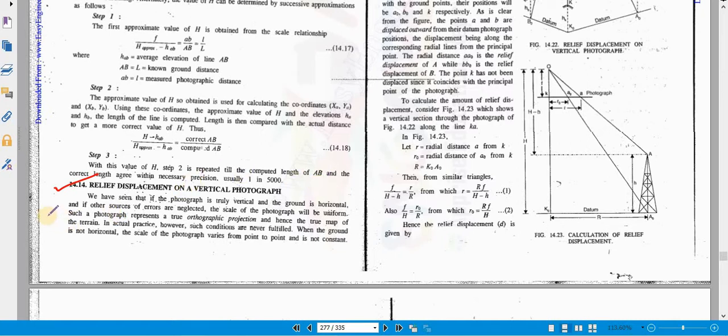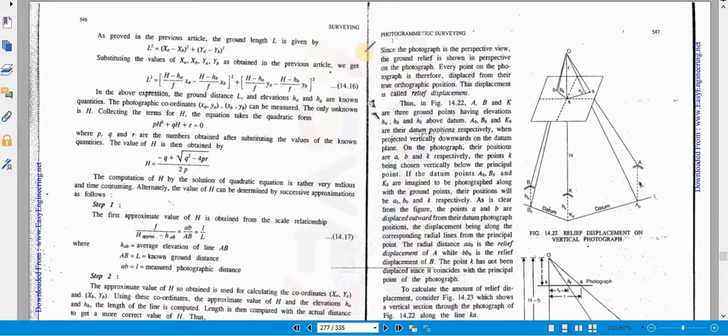It is saying that such a photograph represents a true orthographic projection. So such photographs are called true orthographic projections, and hence a true map of the terrain. Okay, so whatever map is prepared will be called a true map. But in actual practice this will not happen, because whenever you are taking a photograph, you will see that the ground is not always perfectly horizontal. So in that case, the scale of your photograph will continuously change.